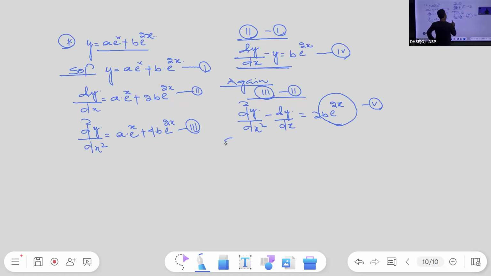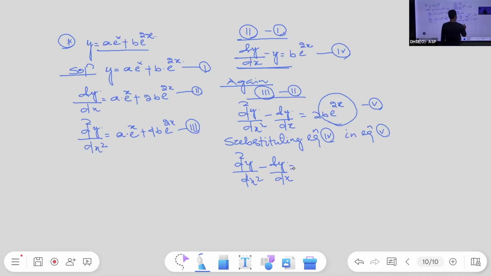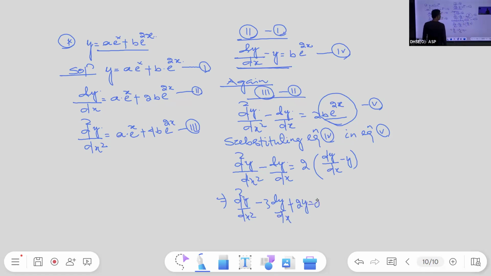On substituting equation 4 in equation 5, we'll get d square y upon dx square minus dy upon dx equals 2 into b e raised to the power 2x, which will be dy upon dx minus y. So d square y upon dx square minus 3 dy upon dx plus 2y is equal to 0 is the required differential equation.